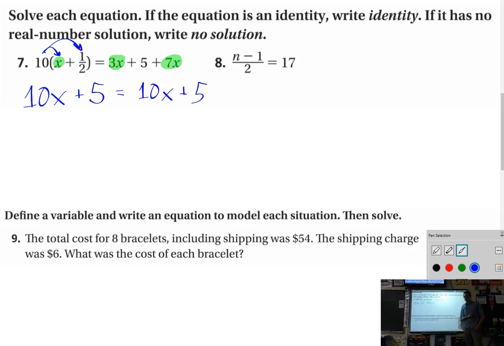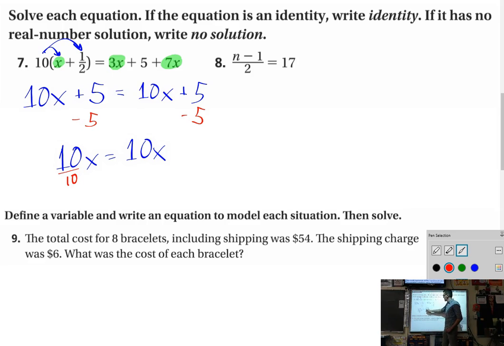Well, this is interesting because I have 10x plus 5 on the left side and 10x plus 5 on the right side. So you might already have seen these situations. Hopefully you have in 8th grade, but if not, watch what happens when I start to try to combine all my like terms. I subtract 5 from both sides and end up with 10x equal to 10x. Hopefully, you start to see where we're headed with this. If I divide by 10 to isolate the x, and divide by 10 to isolate the x, I just get that x is equal to x.